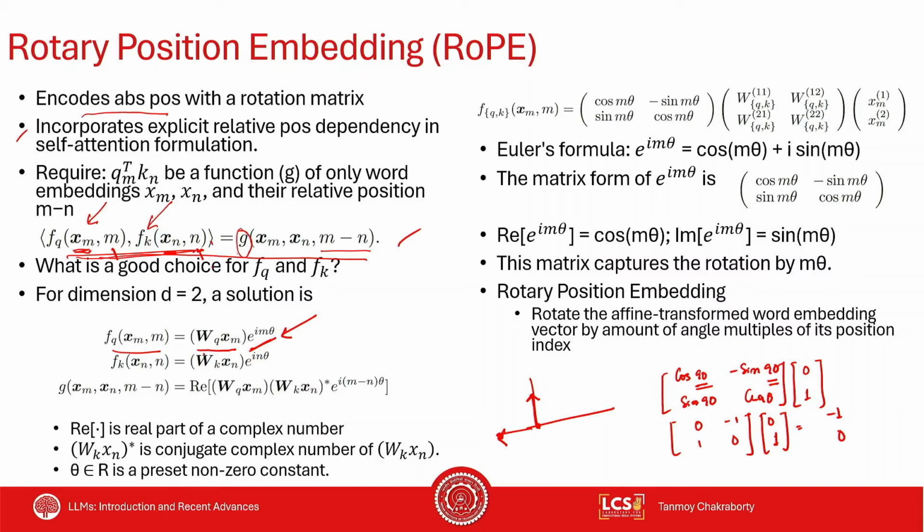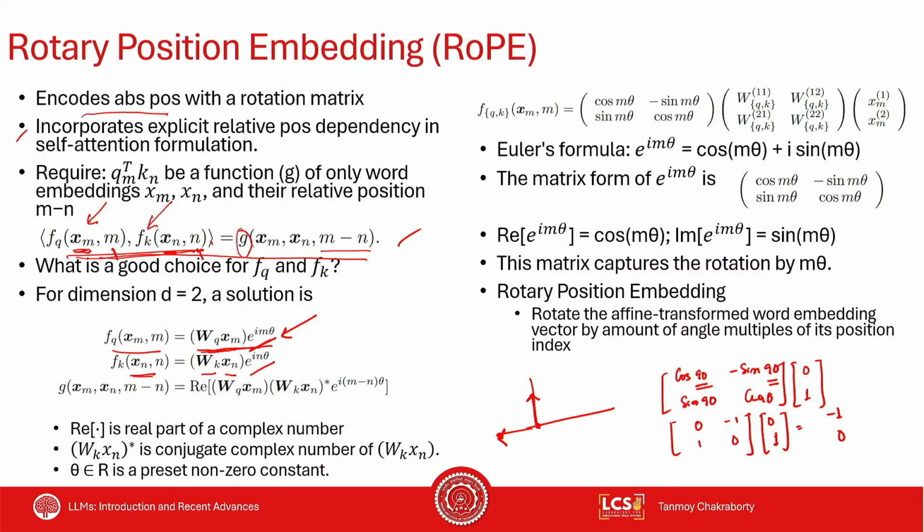Why is this a natural choice? I'll tell you why. Similarly, for the key, I have Wk and xn, and e to the power i n theta, with the same rotation value theta.